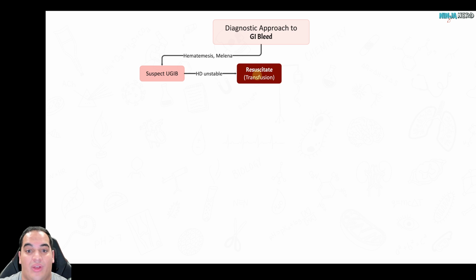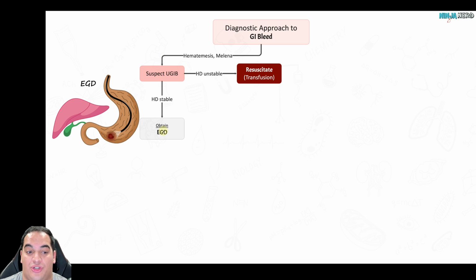If that's the case, okay, cool, then I can go ahead and further evaluate this patient. So if they have now been hemodynamically stable, then I should do an EGD. That's where I'm going to take a scope. I'm going to run it down. I'm going to visualize the esophagus.